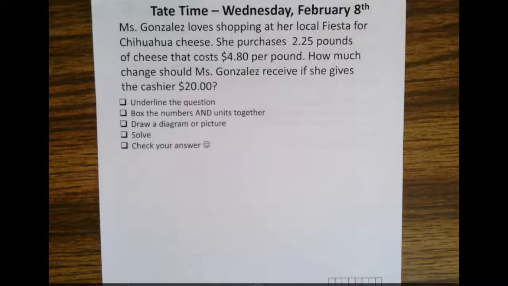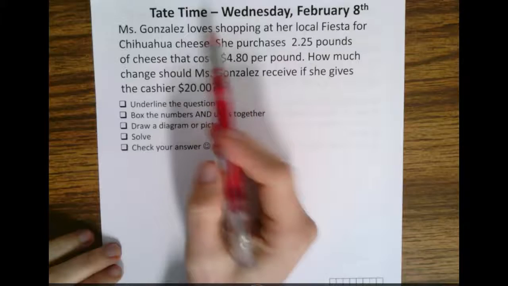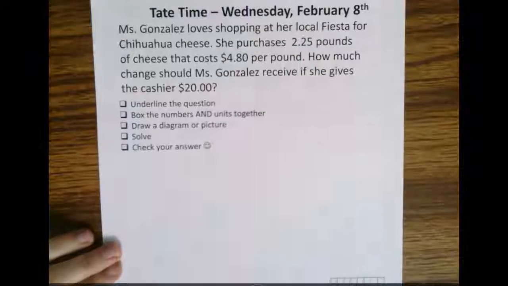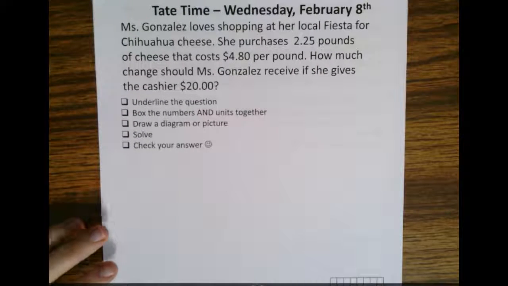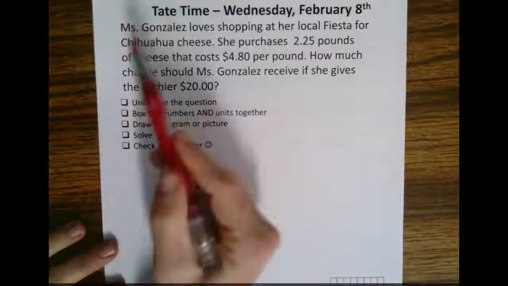Today with Miss Tate, we are going to be kicking it up a notch and doing something a little bit more complicated. So please be ready, get your pencils out, and be ready to follow along as Miss Tate works through this problem. Make sure you're on the side that says Tate time. Alright, so let's check it out.